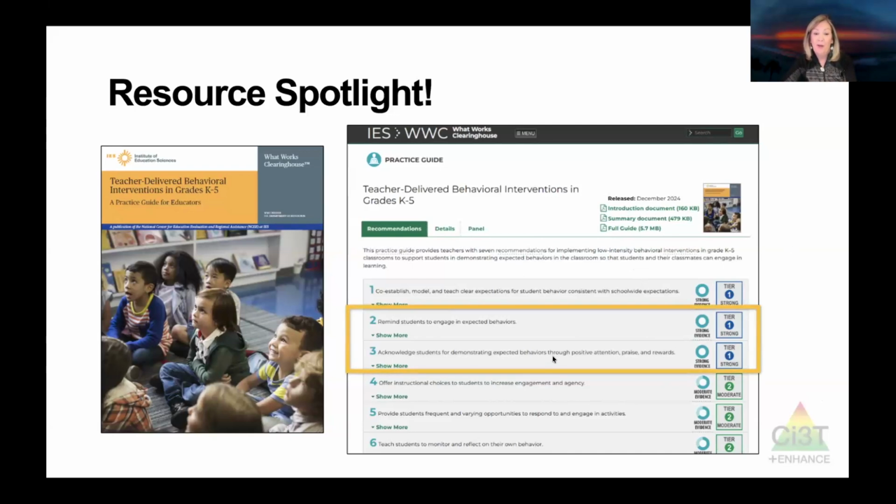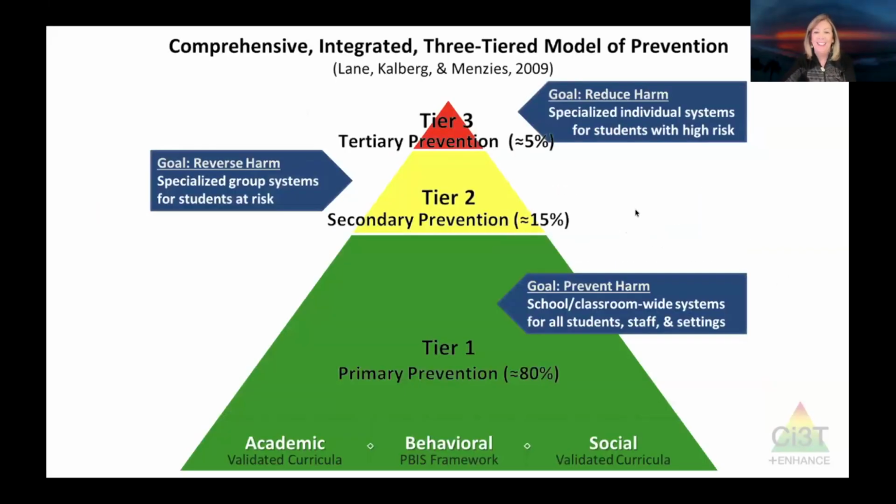We want to remember that we're going to talk about reminding students to engage in expected behaviors, and acknowledging students for demonstrating expected behaviors through positive attention, praise, and rewards. David gave a great summary of our Ci3T model of prevention pyramid. Thank you, David. That was awesome. We're going to talk about Tier 1, consisting of the 3 domains: academics, behavior, and social and emotional well-being. This provides solid, proactive, and research-based instruction supporting all learning abilities and needs. And then, of course, Tier 2 and Tier 3 for those learners identified through your screening process, who may be in need of some small group instruction or a little bit more individualized interventions.